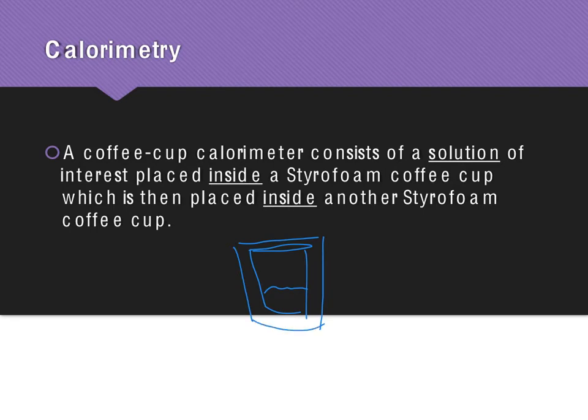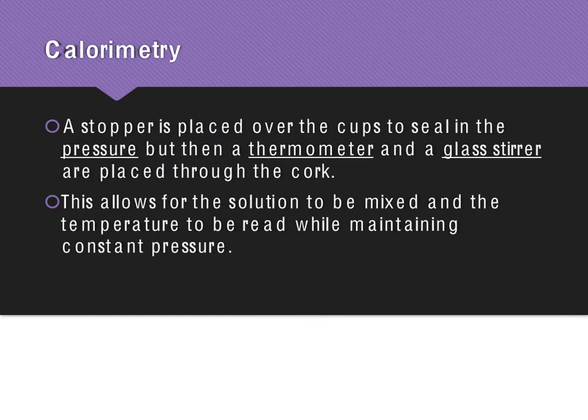And as you're going to see soon, might as well continue the drawing. No, I'll draw it on the next slide, actually. The stopper is placed over the cups then to seal in the pressure. So we have a stopper. And then a thermometer and a glass stirrer, or at least something to stir it. So we got a thermometer and a stirrer. It's placed through the cork. This allows for the solution to be mixed, but the temperature to be read while still maintaining constant pressure. Very cheap, very easy to do, as long as you have all the stuff.